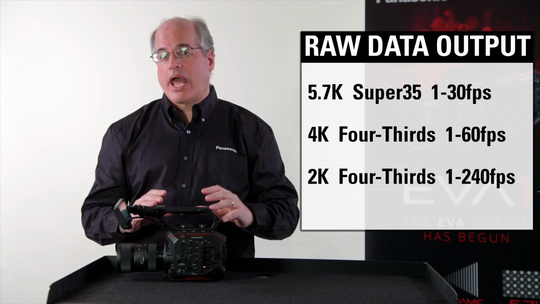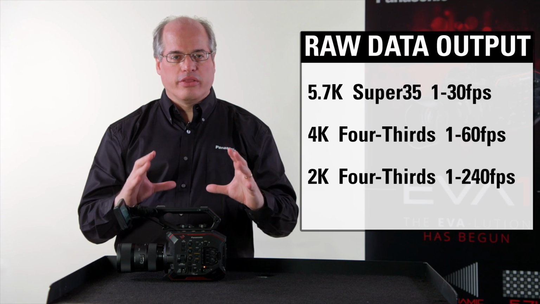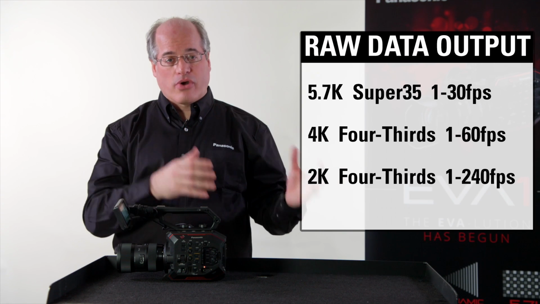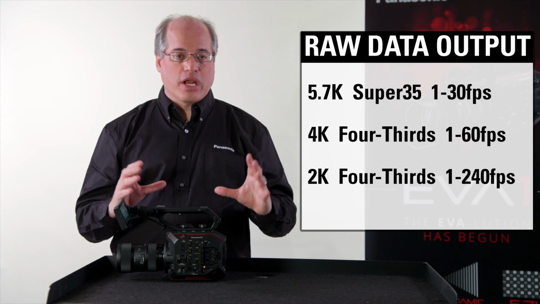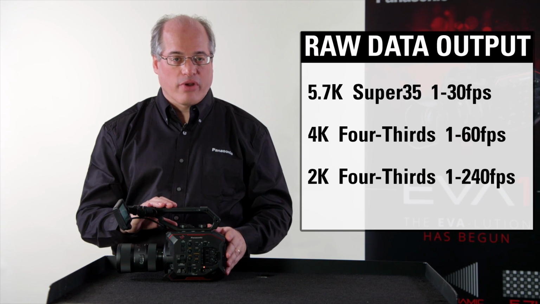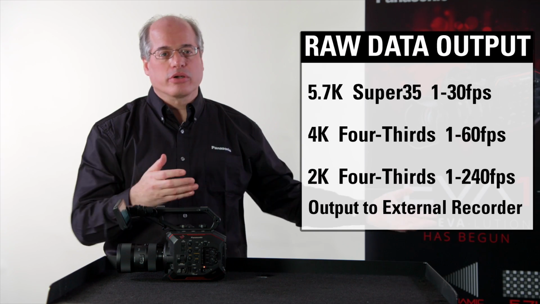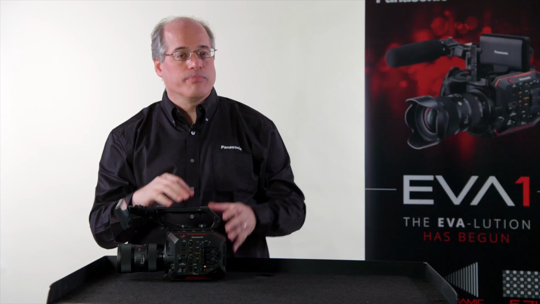So it's slightly windowed down from the 5.7K to a 4/3 image area on the camera sensor. And then the 2K HD, that's derived from the 4K. So that's going to be the same 4/3 image area, but it'll be able to get up to 240 frames per second. That's raw data that outputs to one of our partner companies that will then have a recorder to be able to process and capture that material.